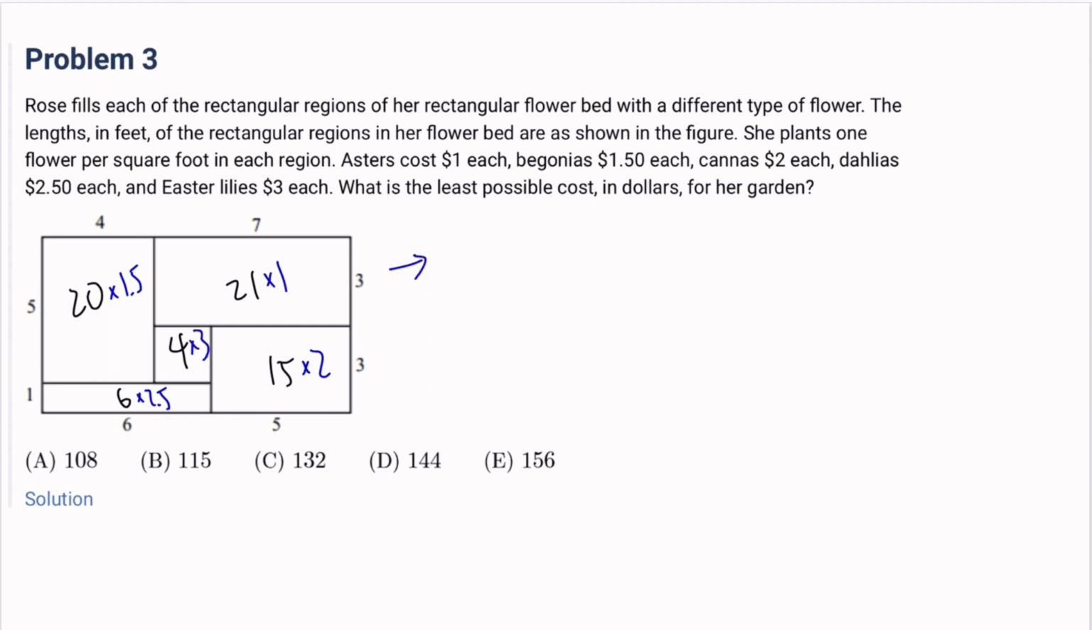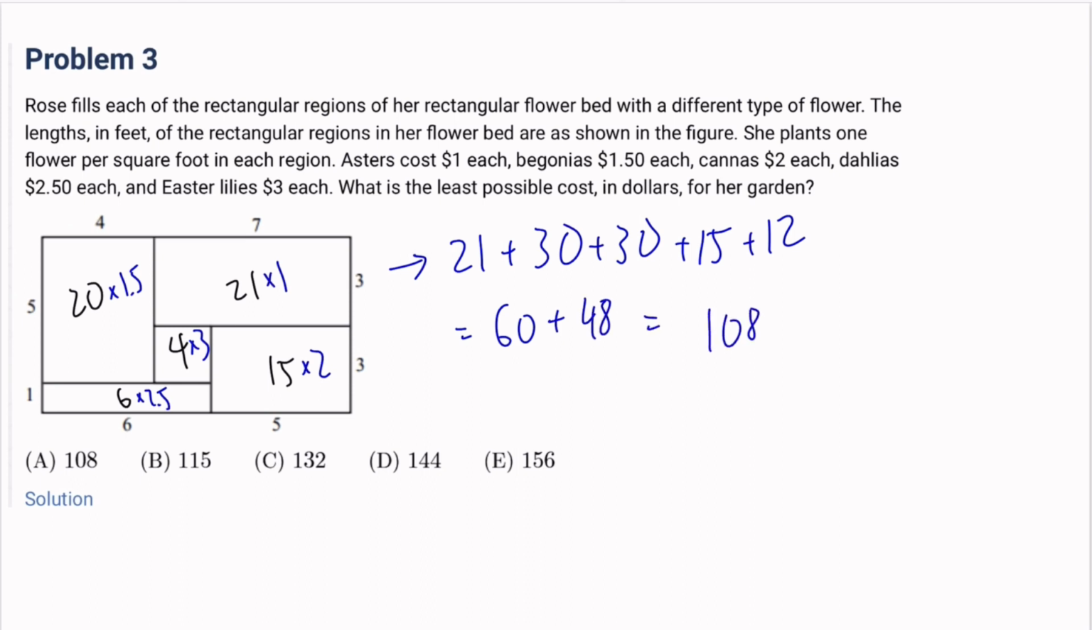For everything, if we add them all up, 21 times 1 is 21, and 20 times 1.5 is 30. 15 times 2 is also 30. Then 3 times 5 is 15. And then this is 4 times 3, which is 12. If we add these all, it becomes 30 plus 30 plus 21 plus 15 plus 12, which is 108. So this whole thing is $108, and the answer is A.